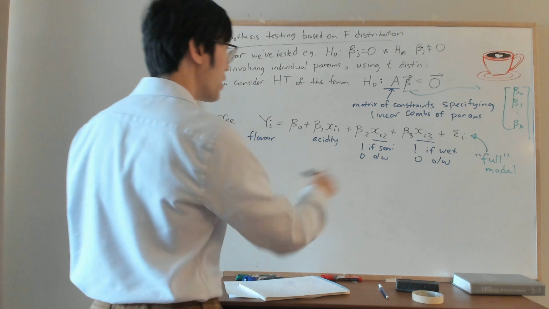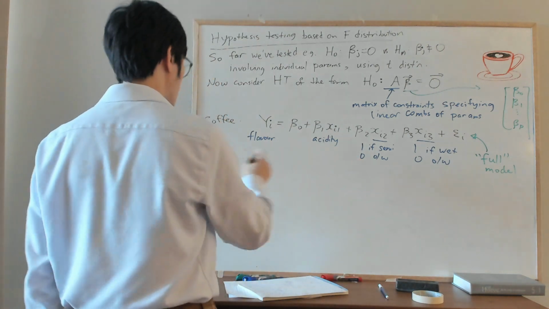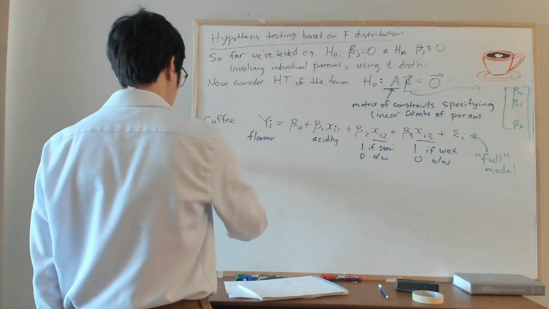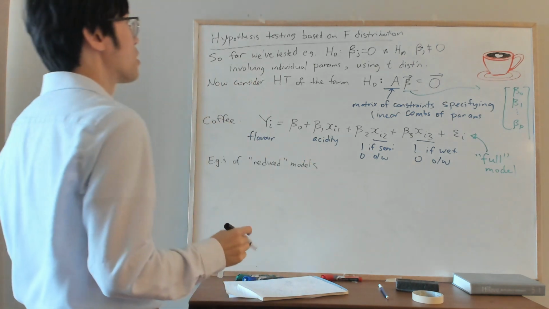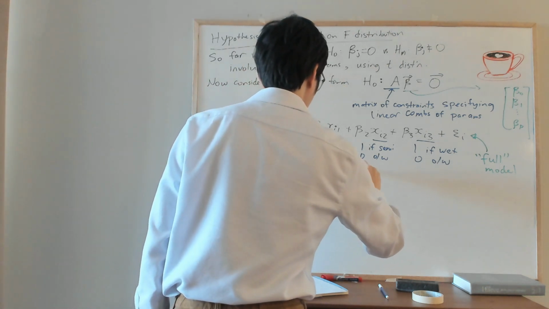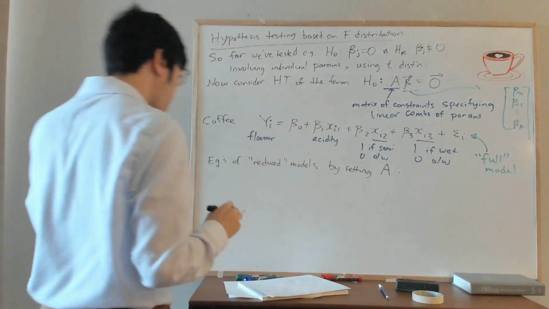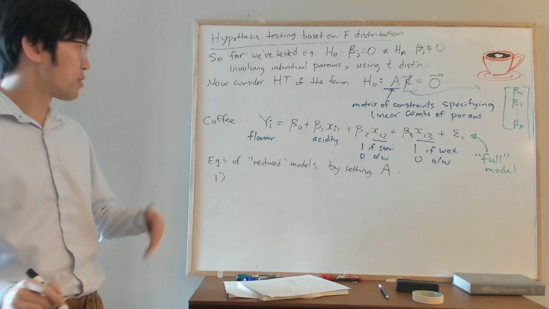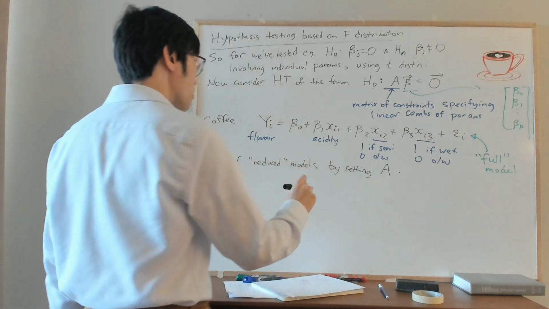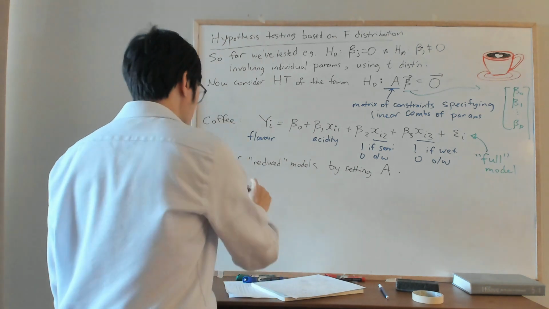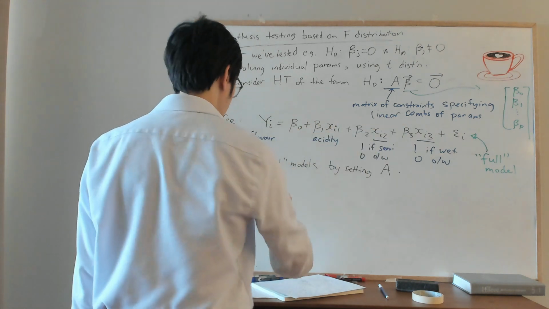Okay, so we call it the full model, and we're going to contrast that with a few examples of what we call reduced models. Okay, so examples of so-called reduced models, which we'll get by setting the appropriate matrix A. Okay, so I'll give you 3. Okay, so first I'm going to write down the hypothesis for each in terms of our usual notation. So I'm going to write in terms of the individual parameters. Okay, so the first null hypothesis we look at is where beta 1, beta 2, and beta 3 are all 0.